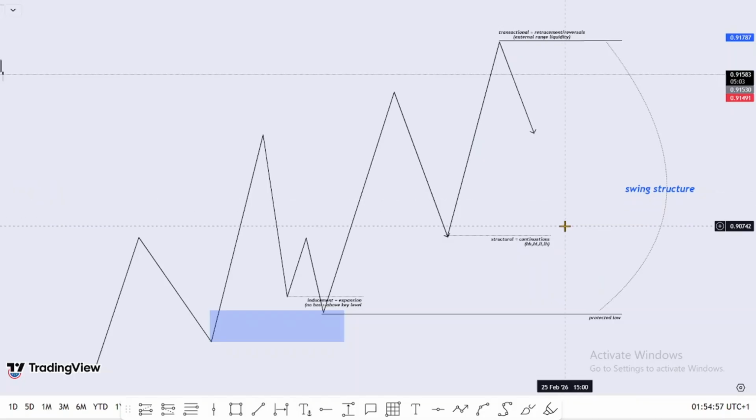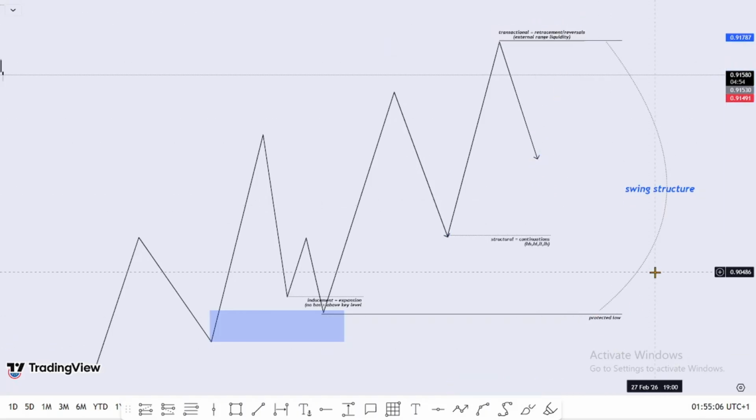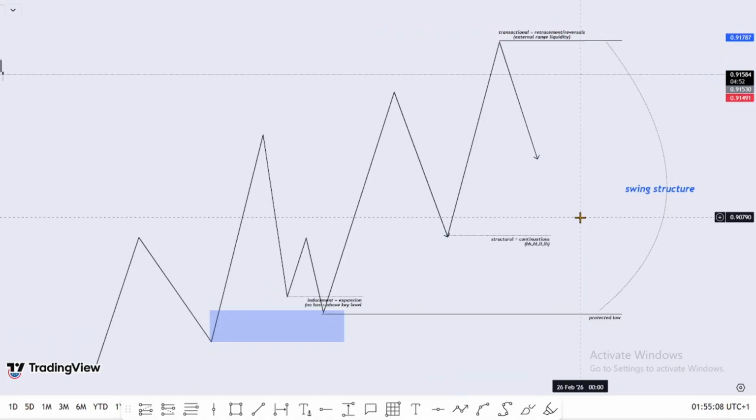When price takes out transactional liquidity, which is this place, you get either a retracement, where price might retrace and continue to the upside, or a reversal. So that's it for this liquidity. Don't worry, I'm going to explain this with a live chat and everything is going to make sense. We're going to go through a ton of examples.